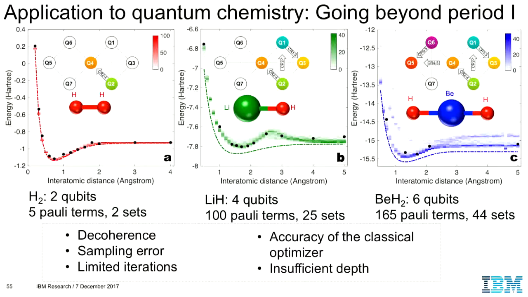So this sort of came up yesterday as well, but this dotted line on this plot is the actual energy. The black dots are the experimental results. The density plots are from the numerical simulation using what we understand about the device. So these are some things that we know about the device. What brings this error is the decoherence, sampling errors, limited iteration, accuracy of the classical optimizer, and also insufficient depth. So this kink is due to not having enough depth. All these experiments were done with depth 1.